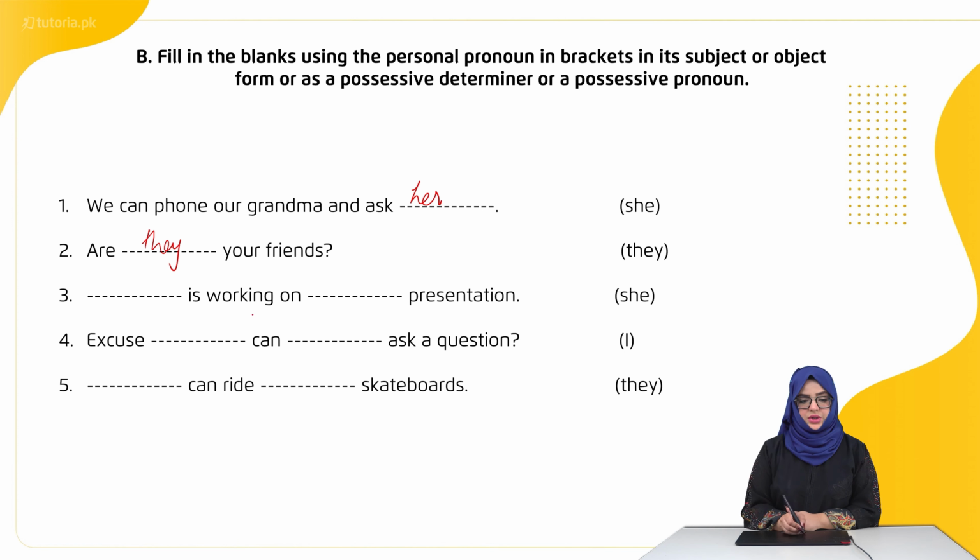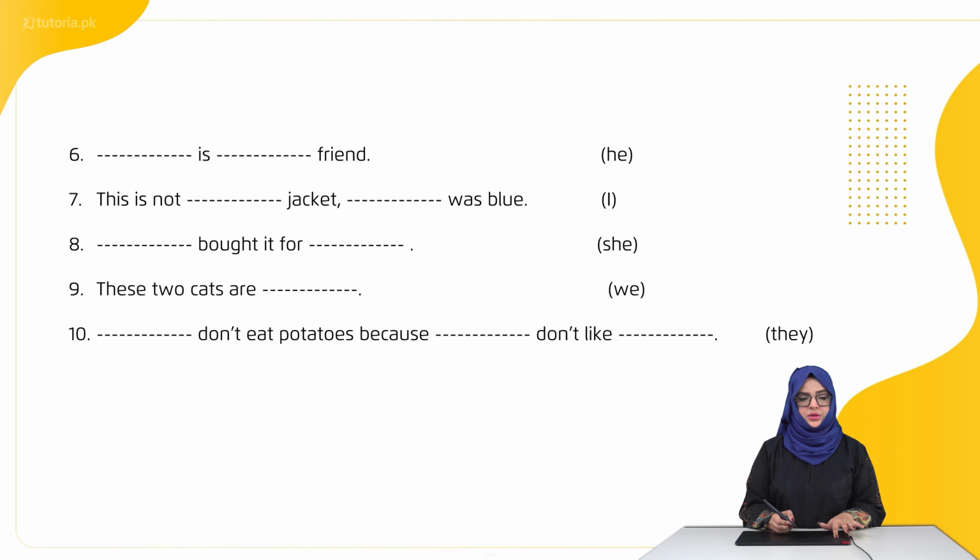Third is, dash is working on dash presentation and we have she. She is working on her presentation. Fourth is, excuse dash, can dash ask a question? Excuse me, can I ask a question? Fifth is, dash can ride dash skateboards. They can ride their skateboards.